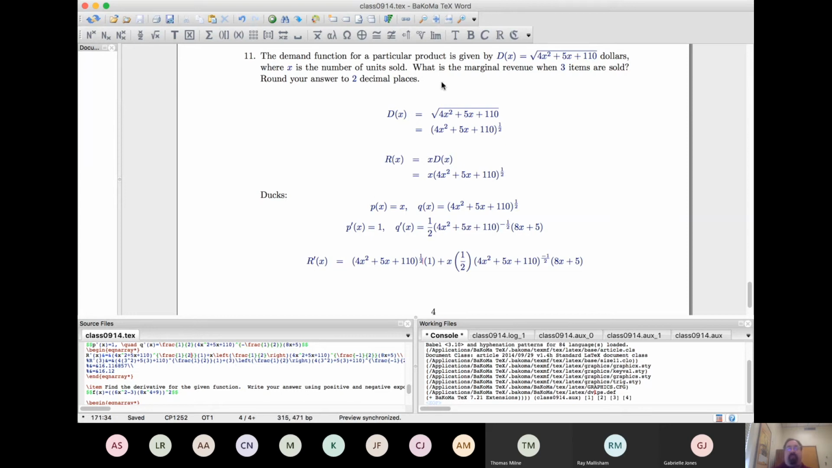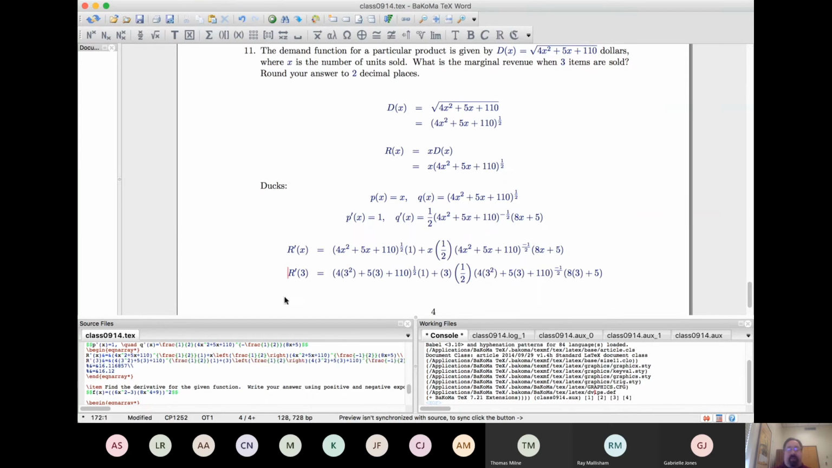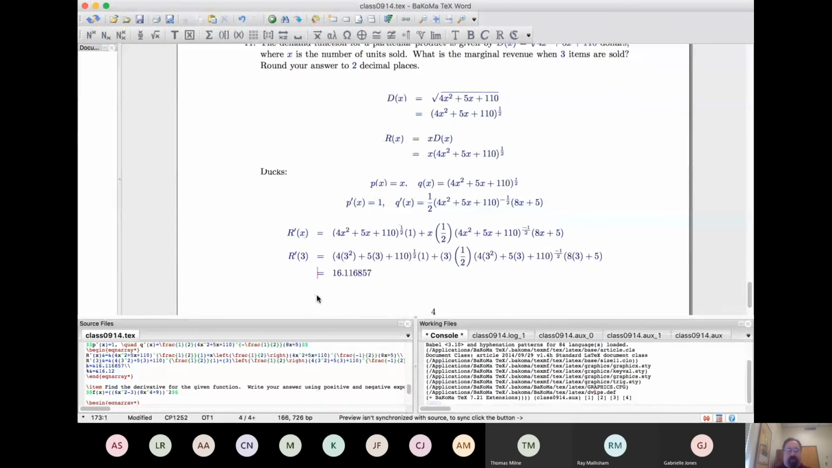But what the problem asked for was the marginal revenue when 3 items are sold. So that's X equal to 3. So just go ahead and substitute X equal 3 throughout here. That's going to be a rather nasty expression to put into your calculator. That will give you this. And it's asking for the answer rounded to 2 decimal places. Here we have 0.116, so we've got to round up. So 16.12 is the final answer in this case.